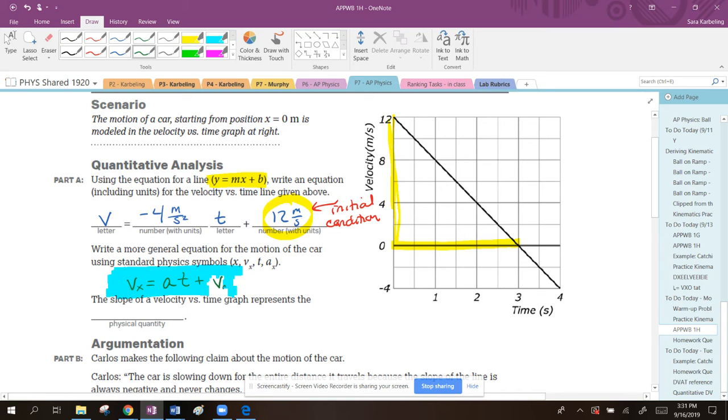So V0x is what it looks like on that equation sheet. I would write this as V final equals a t plus V initial. That's Ms. Carbling's way of doing that, but either way works, okay? This is the first equation that exists on your equation sheet, on your yellow sheet. Yeah, we're building the equation. There it is. The slope of the velocity versus time graph represents the?